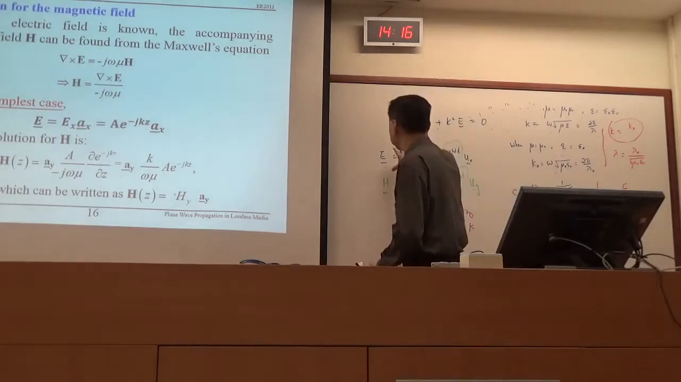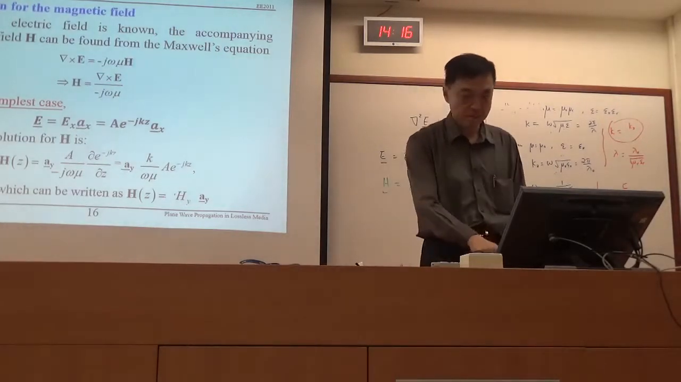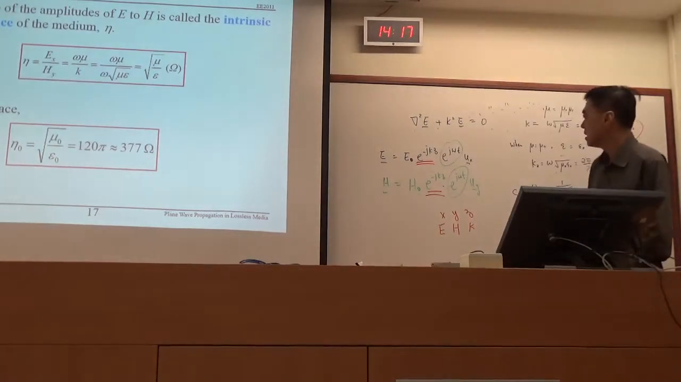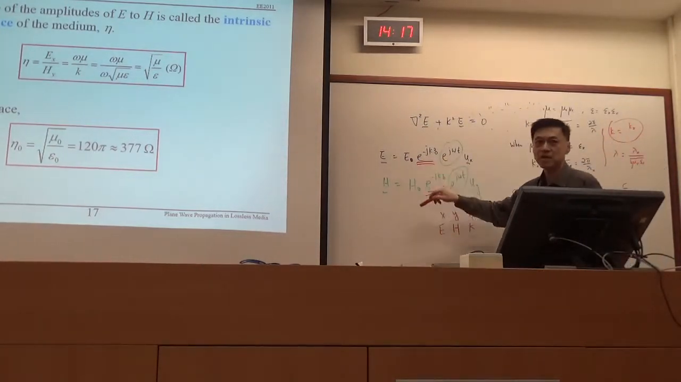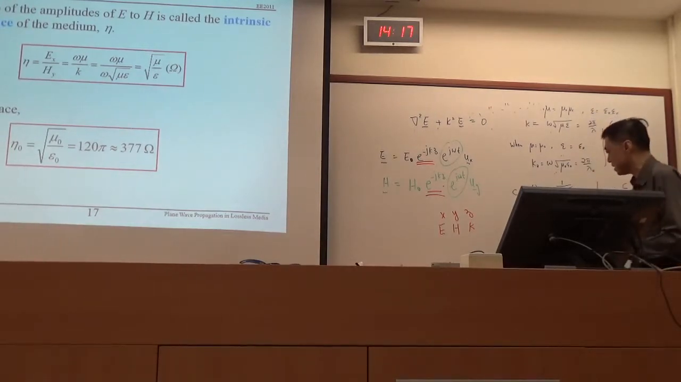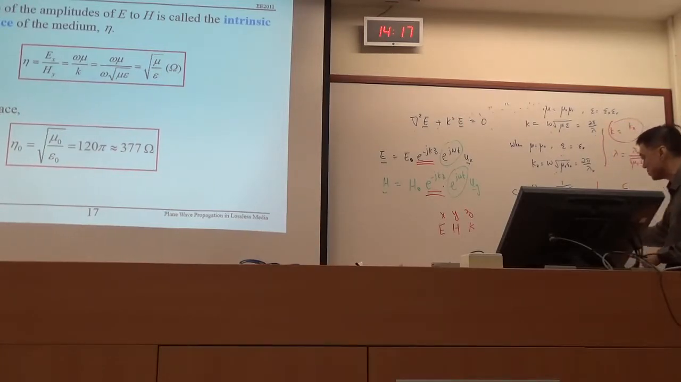Now, this is for simple solutions like this. And what is the relationship between E0 and H0? The relationship between E0 and H0 is equal to zeta, which is equal to the square root of μ over ε.